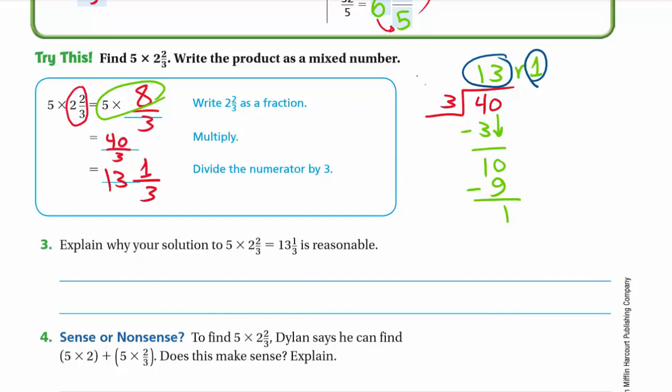The denominator doesn't change. So here is how we multiply the whole number by a mixed number. We turn the mixed number into a fraction. So multiply 2 by 3, 6, plus 2, 8/3. Then we multiply the whole number by the numerator. 5 multiply 8 is 40/3. And then we turn this 40/3 into a mixed number by using the long division.